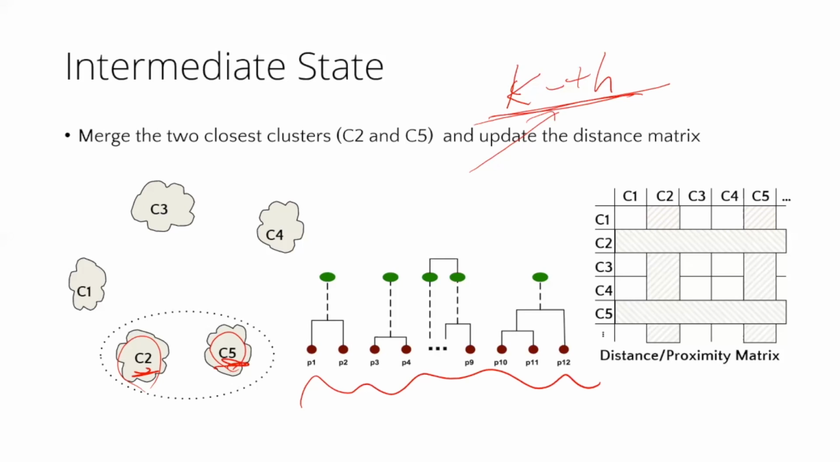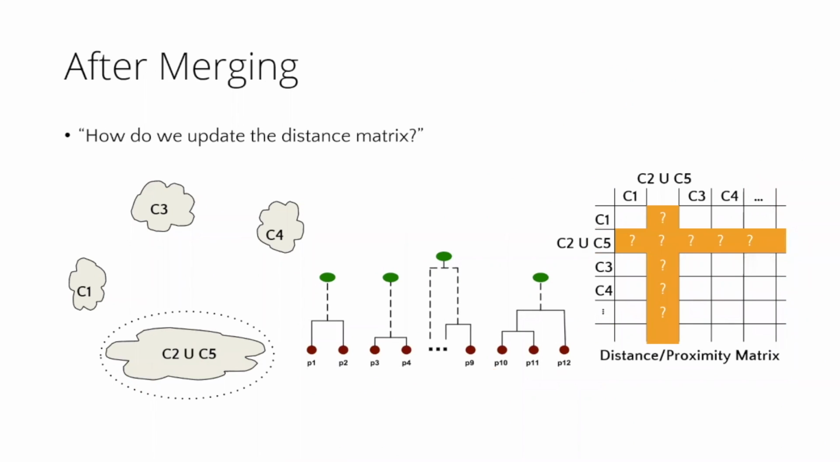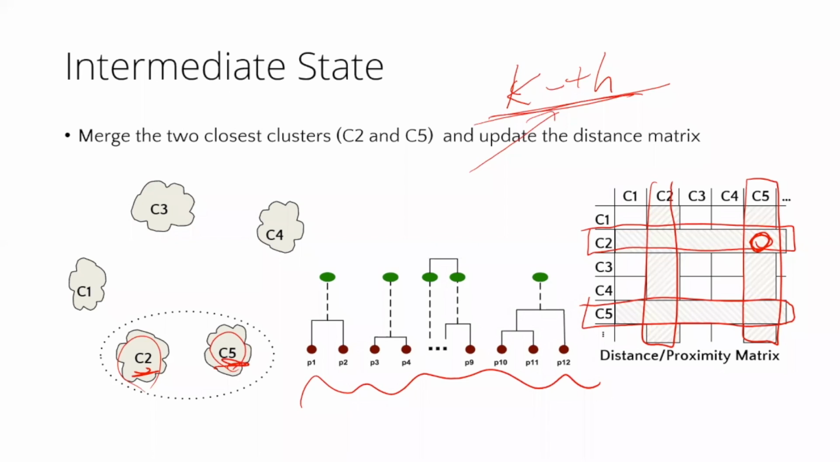Now, let's say C2 and C5 turn out to be the closest pair. In other words, this element over here is the one that has the smallest value in the distance matrix. What we're going to do is merge the C2 column with the C5 column, and similarly merge the C2 row with the C5 row. The idea is that simply by using the values we previously had in the C2 column and the C5 column, we can merge the two columns fairly easily without having to compute the distance again.